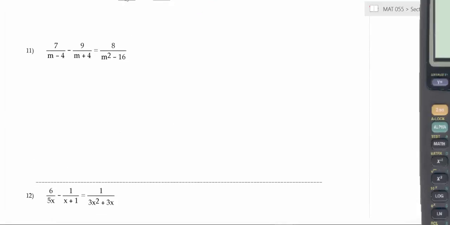Do any of these denominators factor? M squared minus 16. What kind of factoring problem is m squared minus 16? Difference of 2 squares. That's the one where you go m and m, 4 and 4, plus and minus. That one's going to keep showing up, so you need to be able to spot it fast.